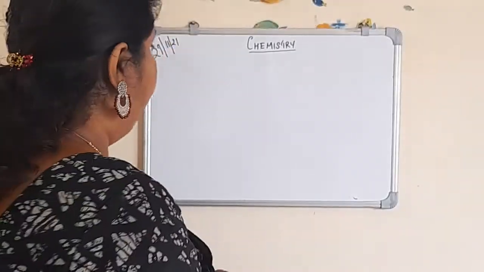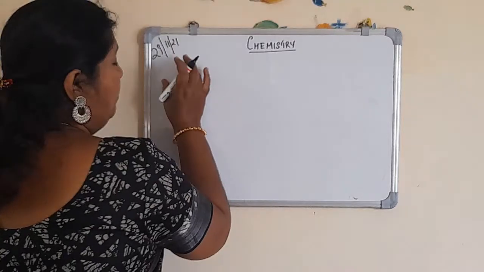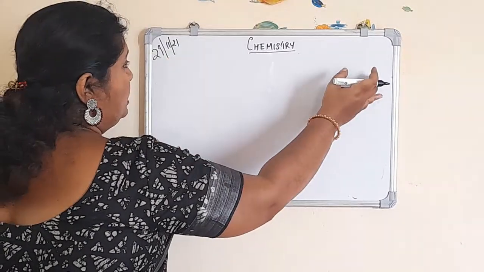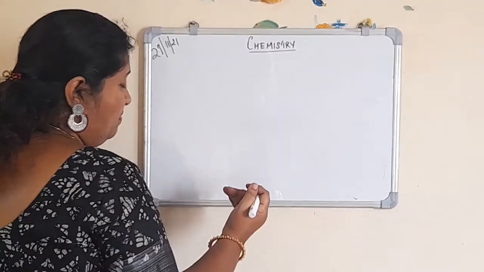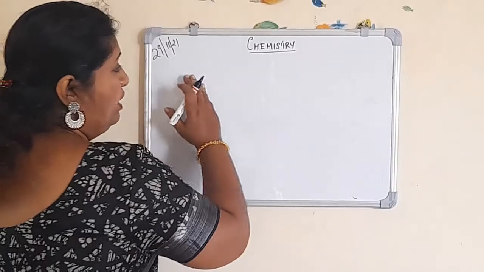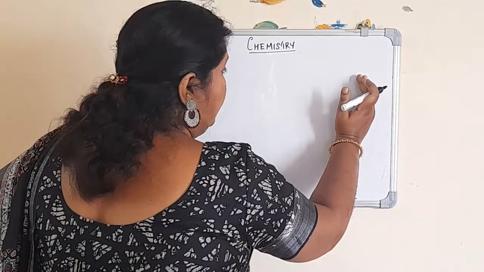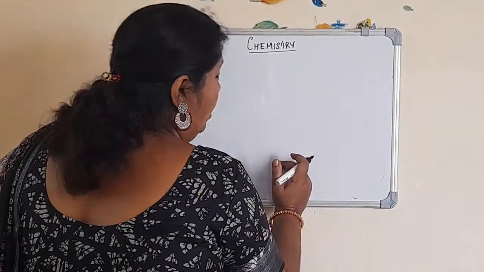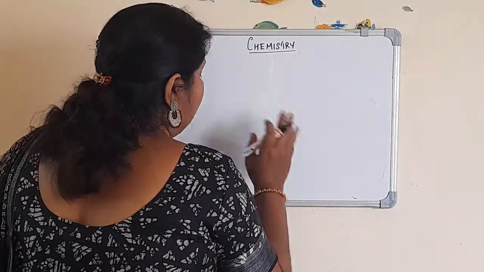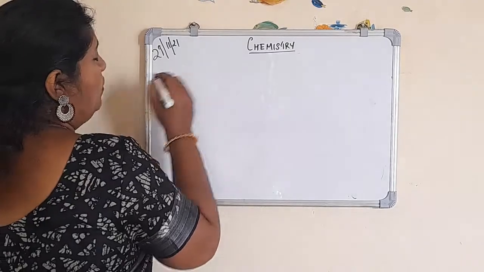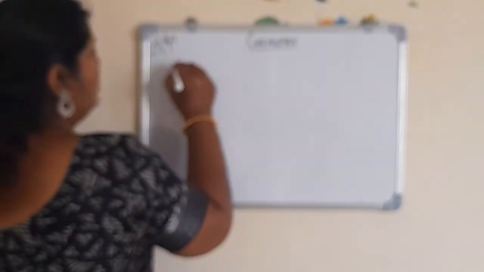Now I am going to write elements left to right across the period. You know what groups and periods are. Vertical columns are called groups, and when you write horizontally, it is called a period. We have 18 groups and 7 periods. Don't forget that.